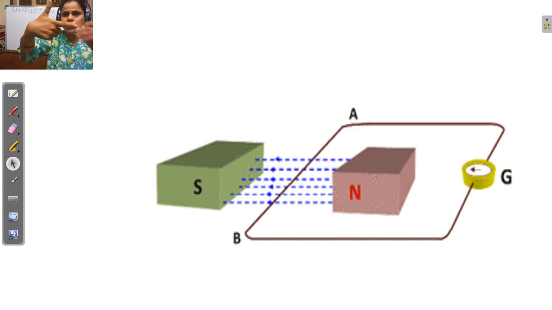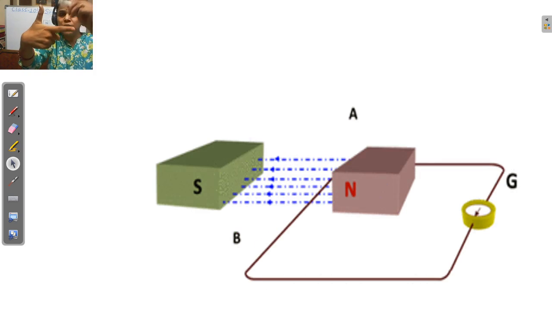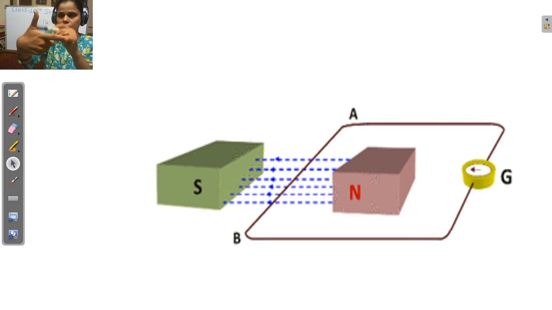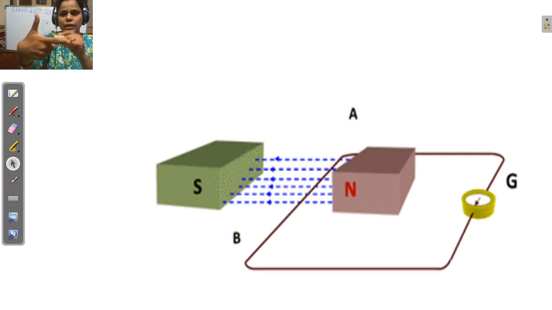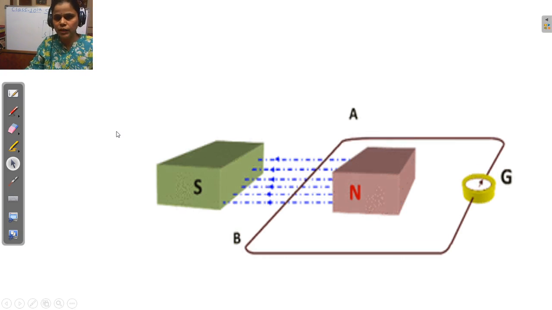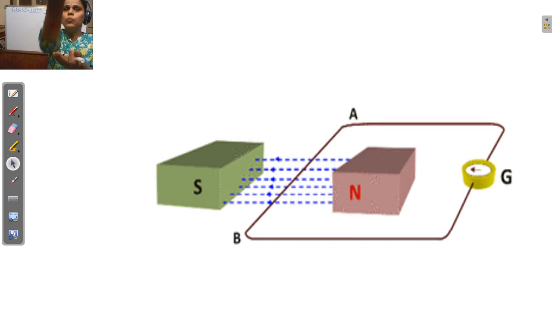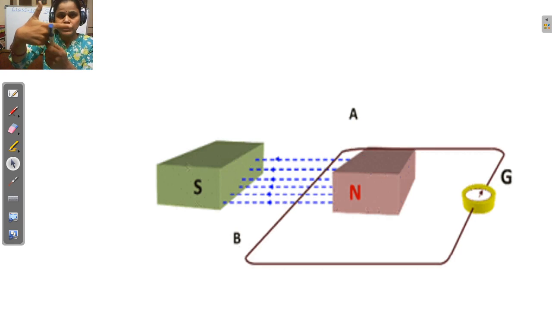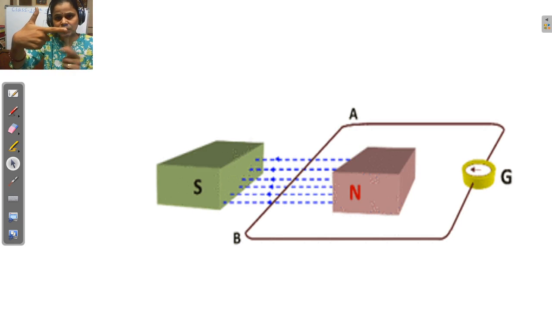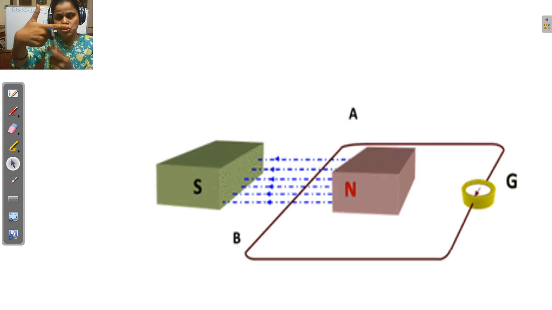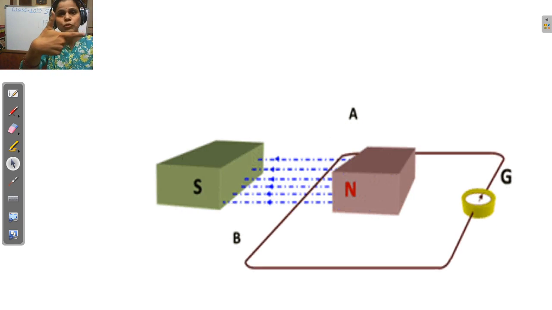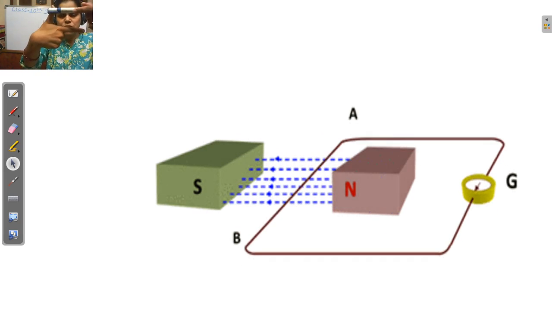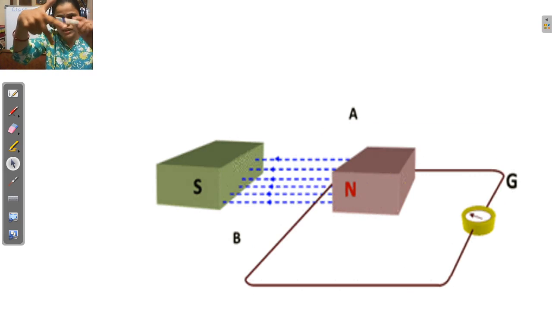So what is the direction of force? Force means the movement of the conductor, and your conductor is this rectangular shape. So the direction of the force is upward. In this picture you can see this coil moves in the upward direction, because the magnetic field, the blue line, is in the direction of the index finger. So your conductor moves upward, and the direction of the current is downward.